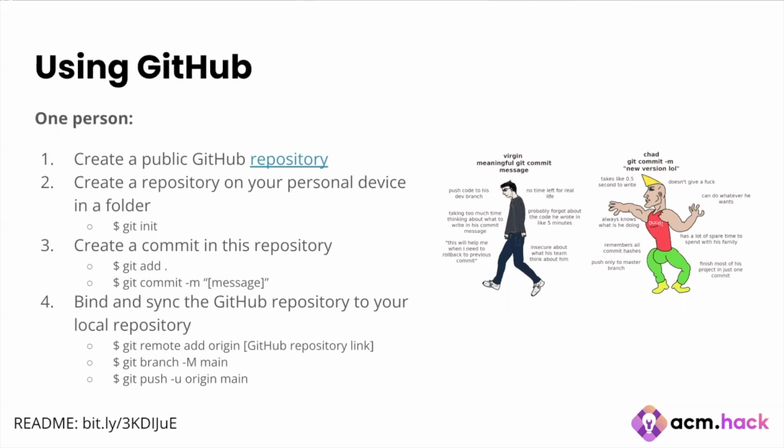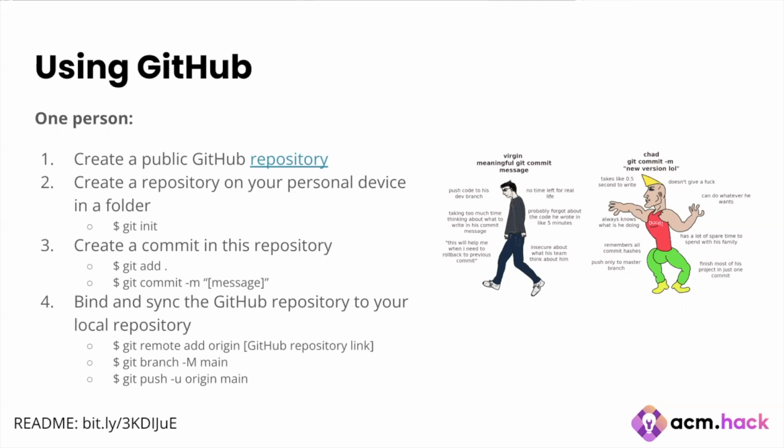And then next, you want to commit the file. So you'll do git commit -m with a message. The message is usually a short description of exactly what changes you've made. And then last but not least, you'll bind and sync the GitHub repository to your local repository.